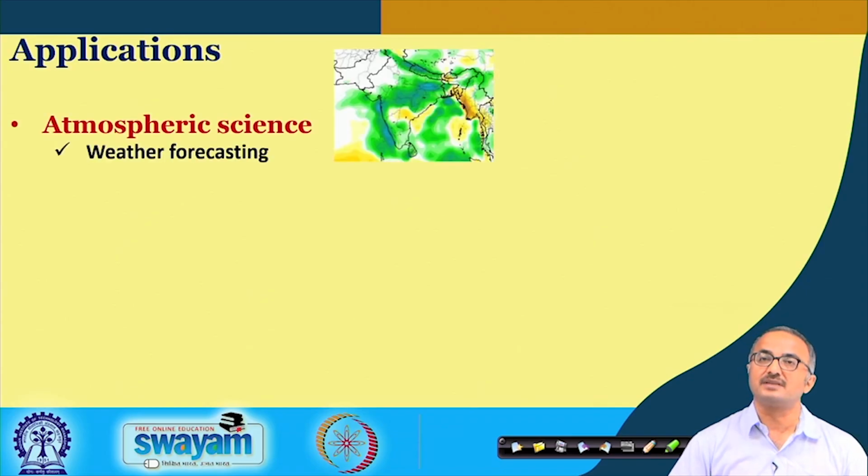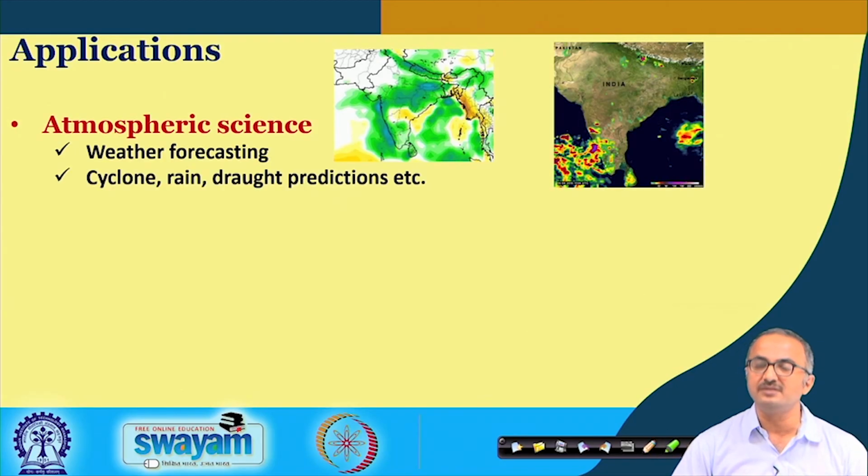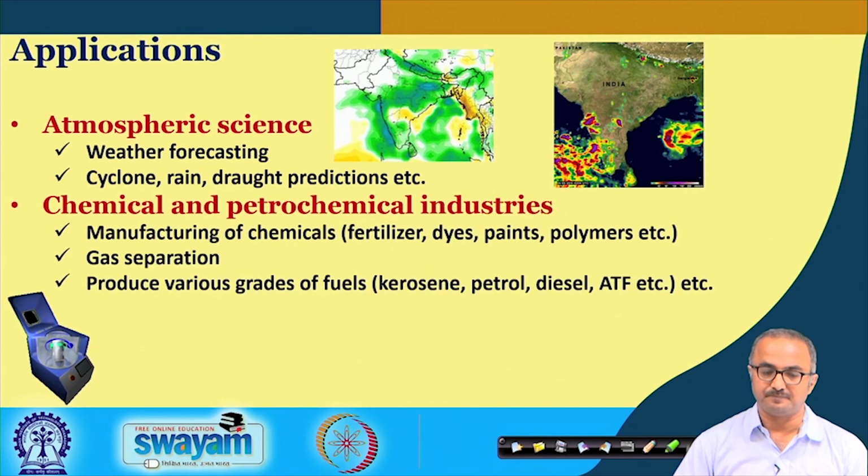Next come the atmospheric science, where it is very usual that we are doing weather forecasting. This weather forecasting is basically to know how the wind is flowing, and due to the wind how the clouds are getting formed, how the clouds are going from one place to the other, when the monsoon would come, how the temperature would vary, whether there will be a storm or not. All this information can be obtained by solving these kinds of mass, momentum and energy balance equations.